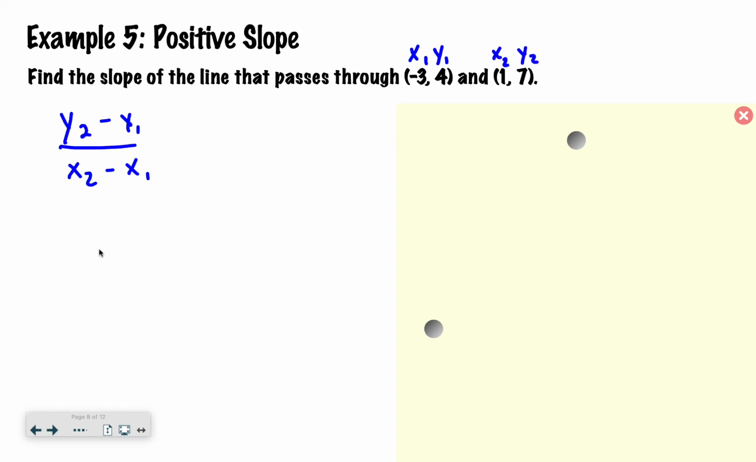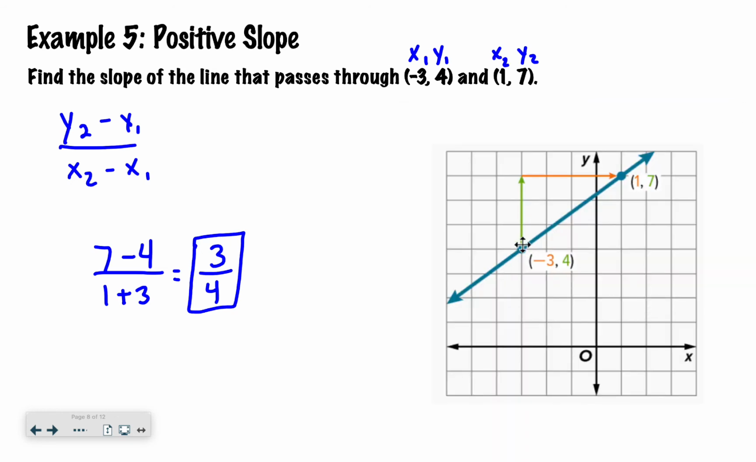Okay, so then y2 is 7 minus y1 is 4, over x2 is 1 minus our x1, which was a -3. So 1 minus a negative becomes plus. So I have 7 minus 4 is 3. 1 plus 3 is 4. My slope is 3/4. And if I were to see it on a graph, this is what it would look like. You could see I went up 3 and I went to the right 4. So 3/4 is how you would read it from a graph.